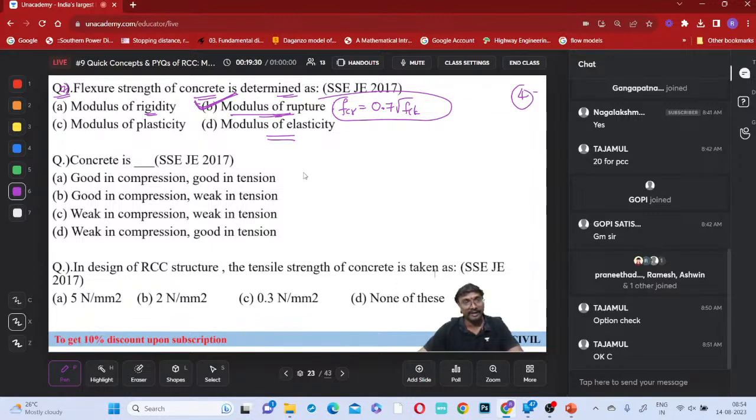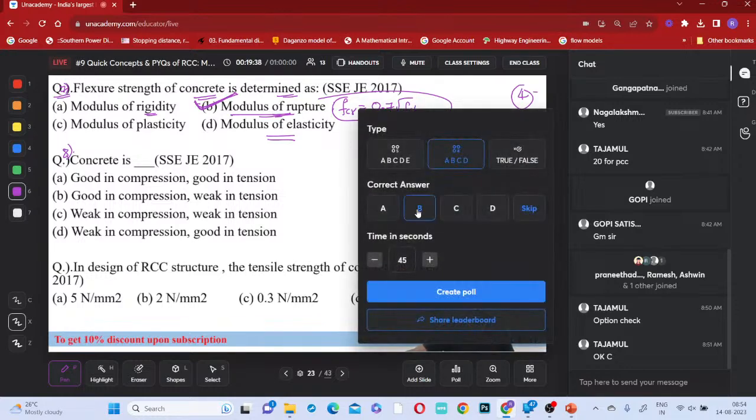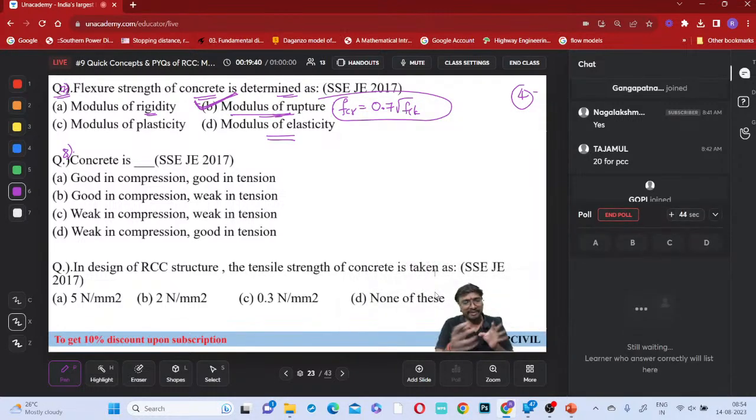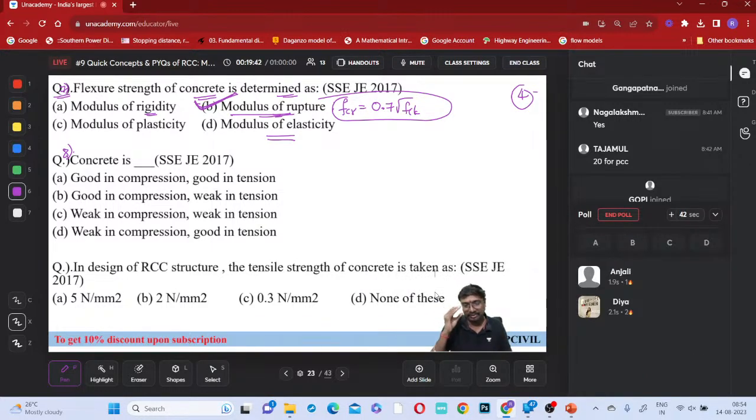You have to be careful, right? So which one is the answer? Modulus of rupture will be the answer. So this was question number 8. Read it carefully. Everything is from our discussions only. These questions, if you just observe.